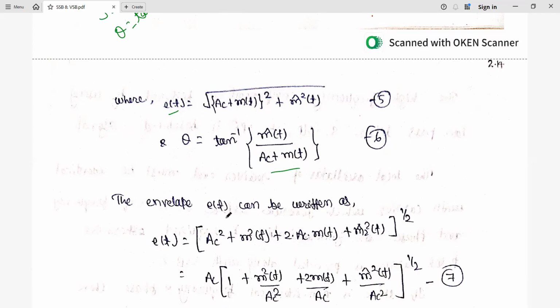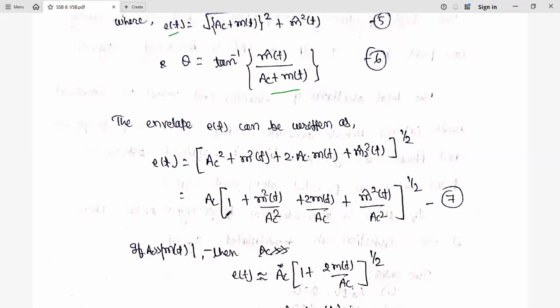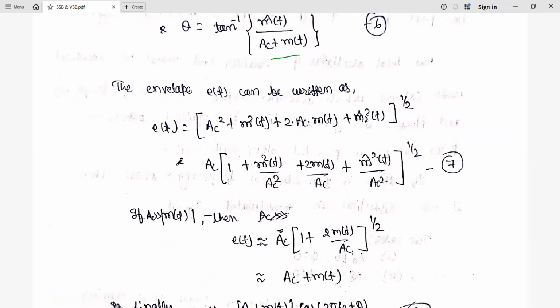So this E of t is what? That is the envelope. So you know about amplitude modulation, what the envelope is and how it is going to work. Now we are going to expand the envelope component AC plus m of t whole square. So this is a plus b whole square: a square plus b square plus 2ab, and this term is kept as it is. Now AC is taken as common, so the remaining term is divided by AC, where this component is not available.